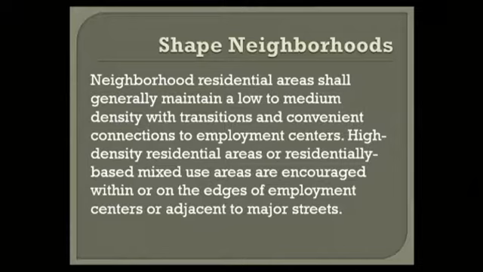So within the comprehensive plan, one of the sections said shape neighborhoods. This is straight out of the comprehensive plan. Neighborhood residential areas shall generally maintain a low to medium density with transitions and convenient connections to employment centers. High density residential areas or residentially based mixed use areas are encouraged within or on the edges of employment centers or adjacent to major streets.